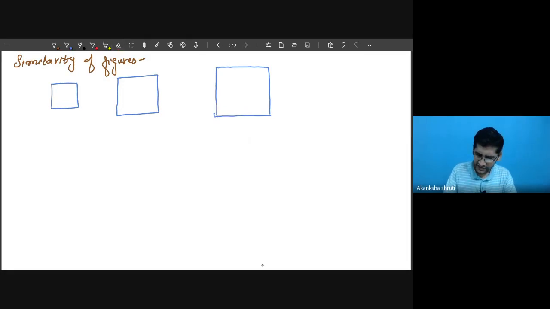So considering this thing, we can write like this. It is our ABCD, EFGH is the other square, PQRS is the third square. For all the squares, we are getting the basic characteristic that each of the angles is 90 degrees.